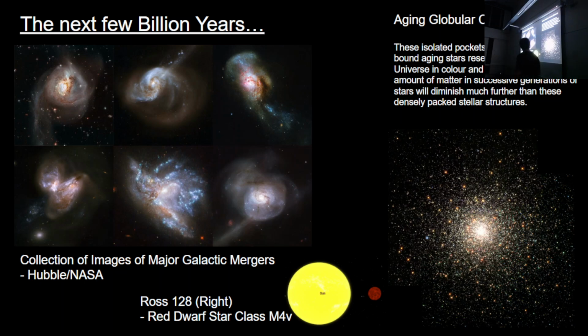This aging globular cluster shows where that kind of chain is headed. All of these stars are born at the same time. They're all aging at the same sort of rate. They're all dying and slowly turning red. In a few billion years, systems such as this one will grow extremely dark and dim. That is what is in store for galaxies as a whole.